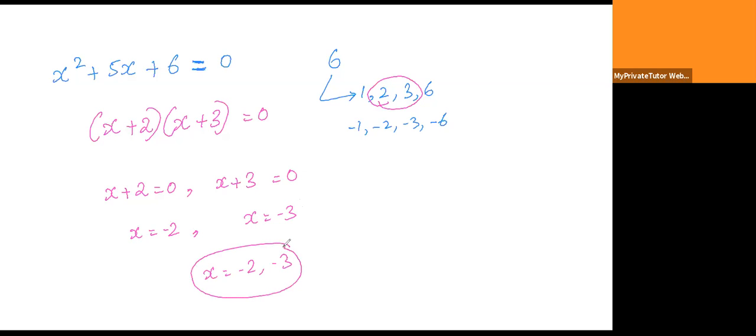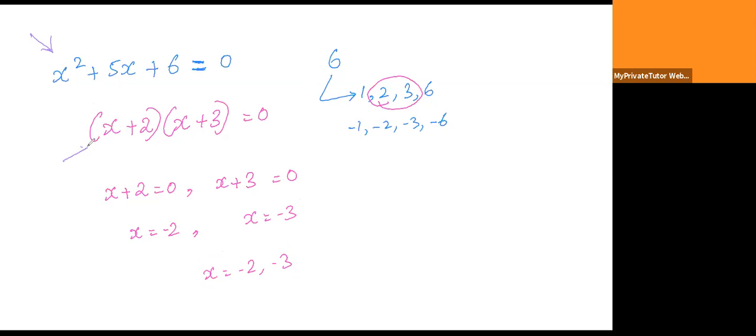The reason is that it is a quadratic equation. In a quadratic equation, we have a 2 in the exponent, so obviously we are going to get two values. Okay, so here I just want to explain a bit more. This is a quadratic equation, x squared plus 5x plus 6.